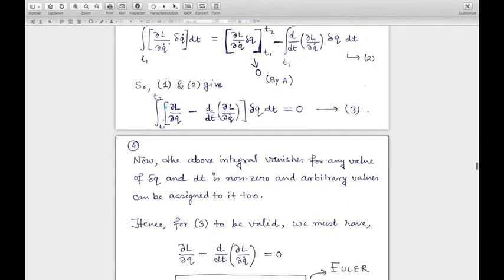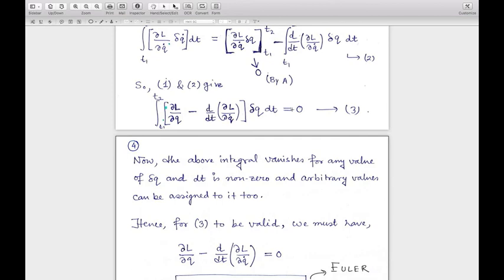Now the above integral vanishes for any value of delta q, because delta q's choice can be arbitrary. We haven't said any specific value of delta q. We started with any arbitrary neighboring path, and dt is also non-zero in general and can have arbitrary values. But for every choice of delta q or dt, this integral should vanish.